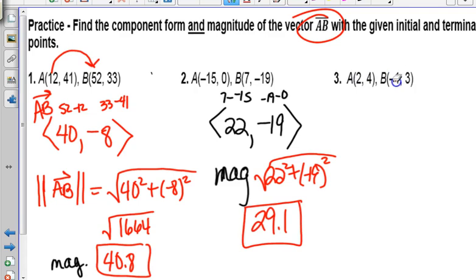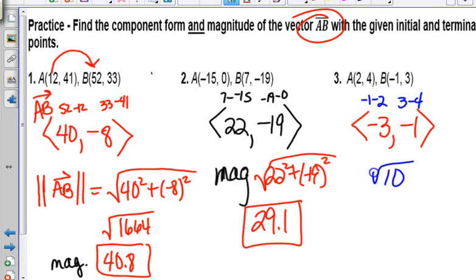All right, 2 to -1 is left 3, 4 to 3. Okay, if you need to, remember it's the second one minus the first one. Square root of 10, I'm guessing, yes? Which is 3.16, 3.2, I don't care. Square root of 10, right?